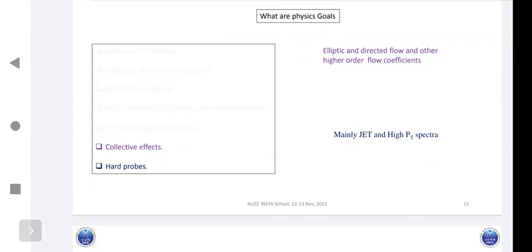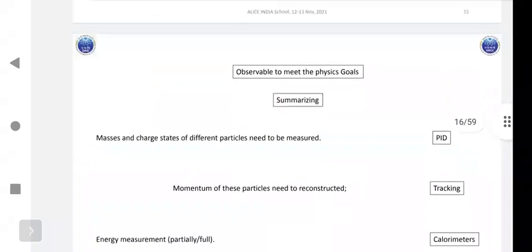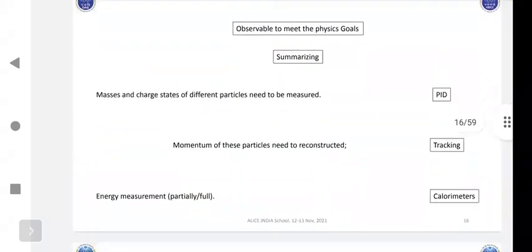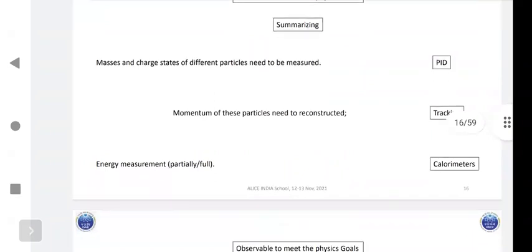What is the motive behind passing all this information in a detector class? There is a need for it. Whatever we have discussed so far, different kinds of features, if you summarize them, there are only three things you end up with. One is the masses and charge states of different particles that you need to measure. Either particle ratio, PT spectra, type of particle, or correlation between two particles, whatever it may be, you need to know the mass and the charge states, particle identification. Then their momentum, how fast they are moving. And the last one is the energy measurement.